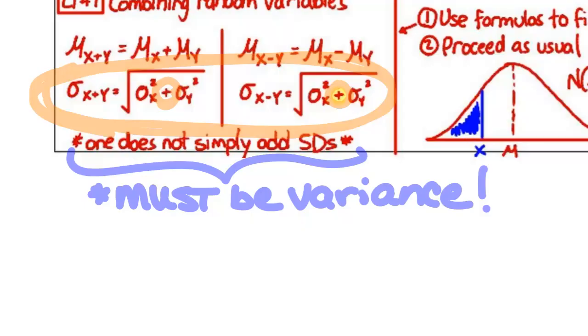Normal distribution calculations: if I want to combine random variables together and they are both normally distributed, we will use one of these two formulas to calculate the new mean and the new standard deviation, and then we will proceed as normal with a normal calculation.